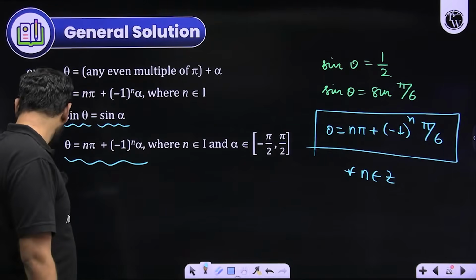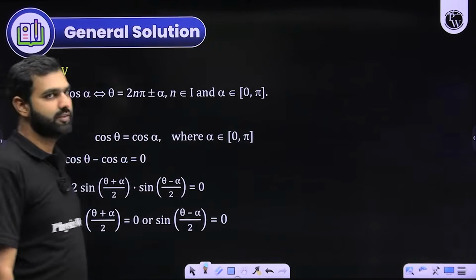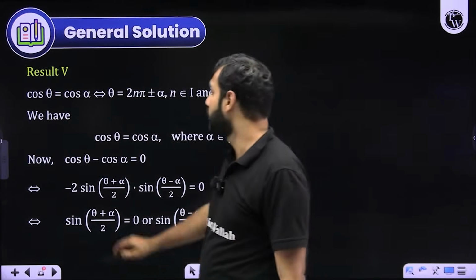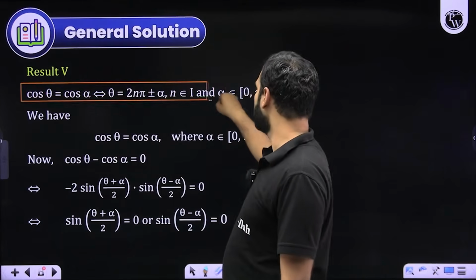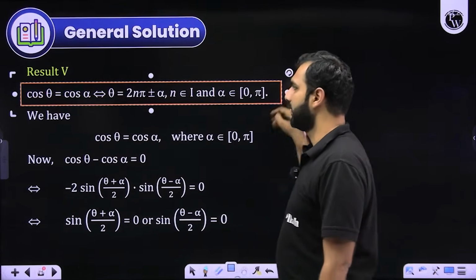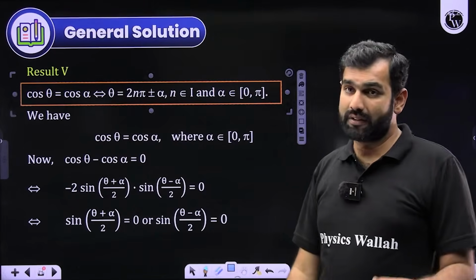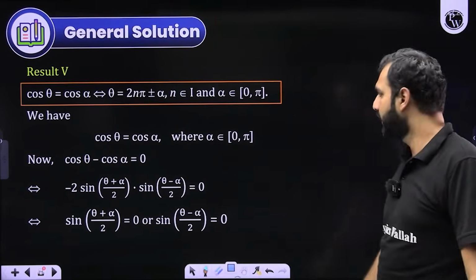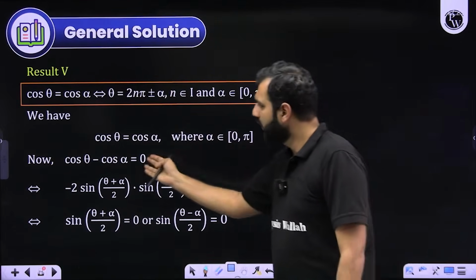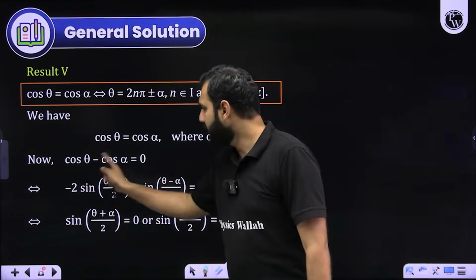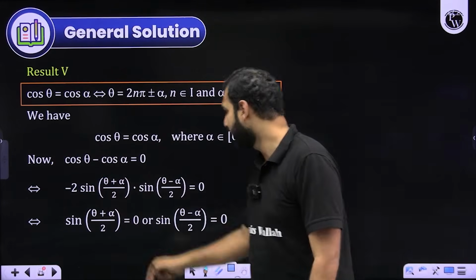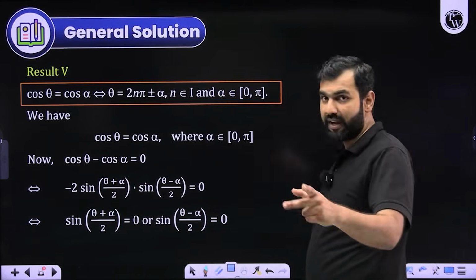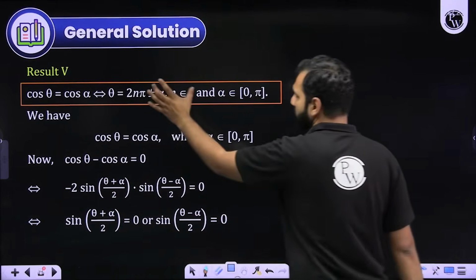Now, if I move ahead from here, I'll talk about the other result, which is cos theta is equal to cos alpha. This is again a general result, which again I'll ask you to remember. There is no substitute for it. You will have to remember or learn it. Now, what is that general result? If cos theta is equal to cos alpha, we say that theta is 2n pi plus minus alpha. The derivation is the same. Cos theta is equal to cos alpha. You take cos alpha on the other side. So cos c minus cos d is minus 2 sin (c plus d) by 2, sin (c minus d) by 2. And then again, either this is 0 or this is 0. And through that, you can come to the conclusion, which is this only.